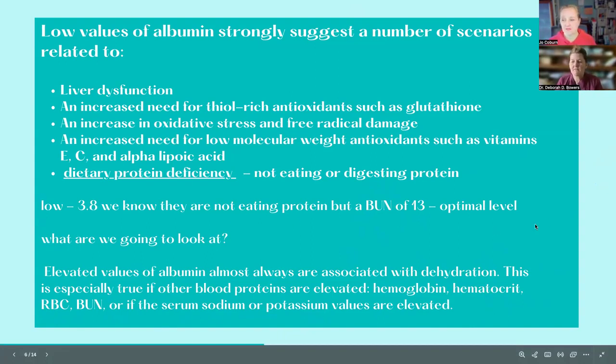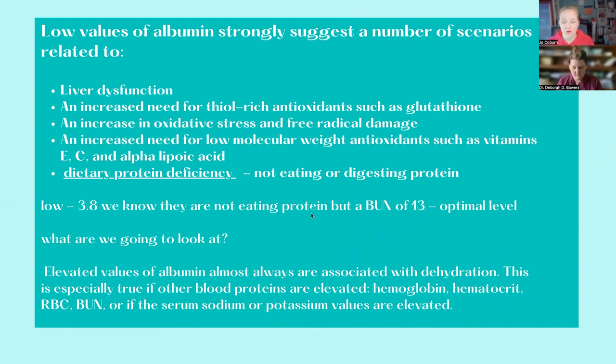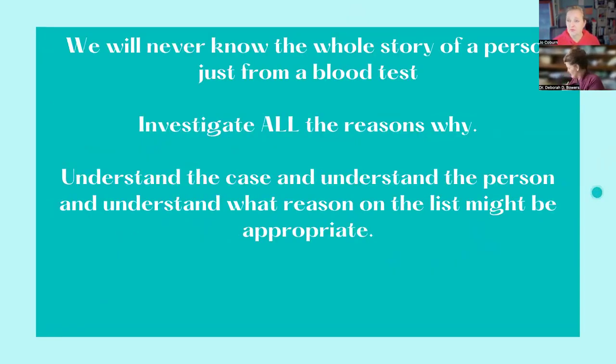But sometimes, in the scenario where we know they're not eating protein, all those levels could be depressed also. So we will never know the whole story of a person from just a blood test, right? You have to know the backstory. You have to know what they're eating. You have to know if they're digesting. You have to investigate all the reasons around the different markers. You have to understand the case, understand the person, and understand what reason on the list might be appropriate or inappropriate for them, right?